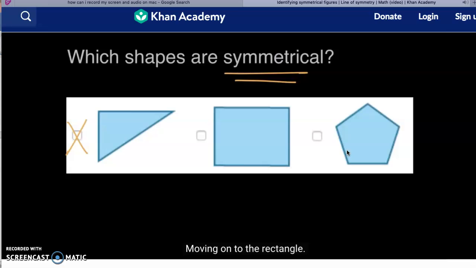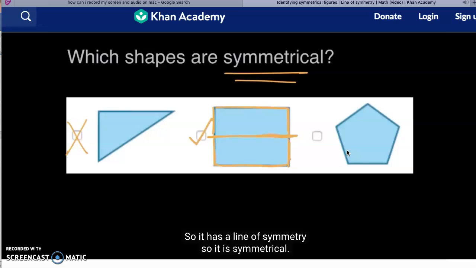Moving on to the rectangle, let's try here. Again, this time maybe we'll try a horizontal line. We can draw one right here. And if that line truly is in the middle, which is what I've tried for, then this side should match up nicely to this one. Across the top should match across the bottom. And these sides, if I was right at the halfway point, should fold over each other also. So it has a line of symmetry, so it is symmetrical.